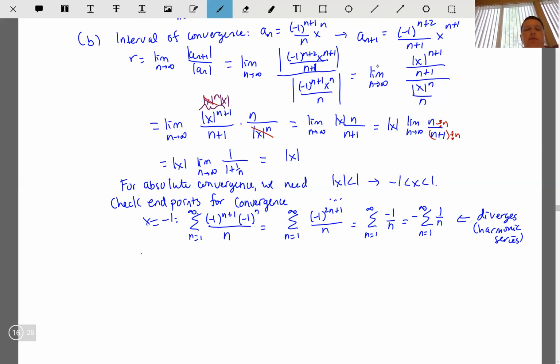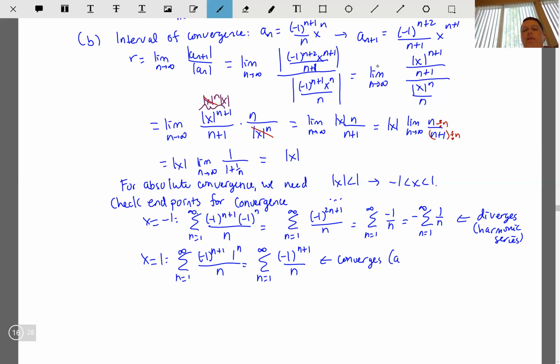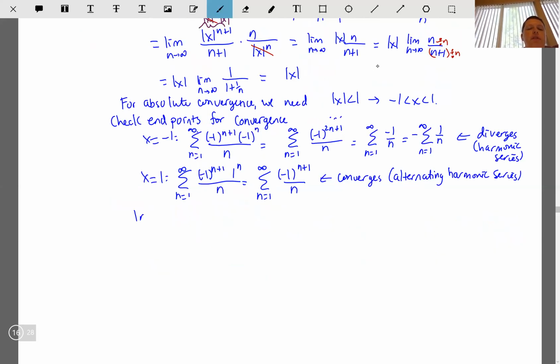What about if x equals 1? So I'm looking at x being replaced by 1. And so, well, 1 to any power is just 1. And we know this converges because it's the alternating harmonic series. And the alternating harmonic series from the previous chapter we talked about, we know it converges. So the interval of convergence is actually negative 1 less than x less than or equal to 1.